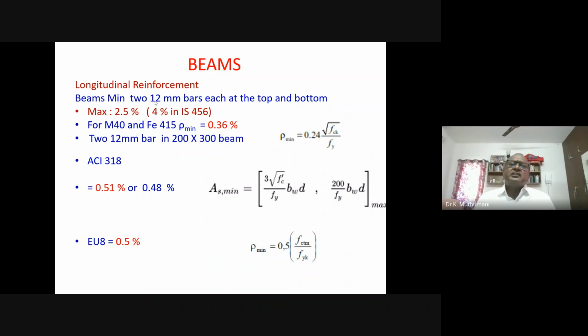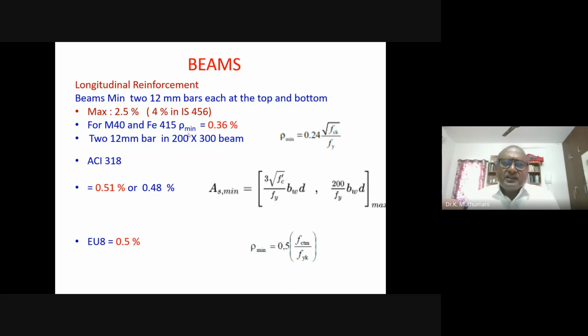Number two point is, what is the minimum reinforcement? The Indian code talks about 0.36%. However, if you take ACI 318, they talk about either 0.51 or 0.48. They have two expressions they are giving. Whichever you take, no problem, which is higher than our Indian code. And similarly, if you go to Eurocode 8 also, they talk about 0.5%. So the minimum reinforcement, please understand, I am talking about it only if it governs. If it is more than that, there is no issue. That is the first point.